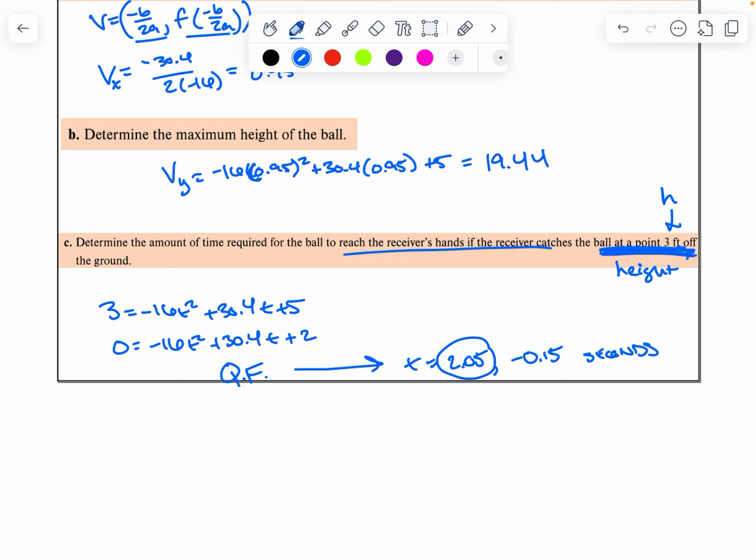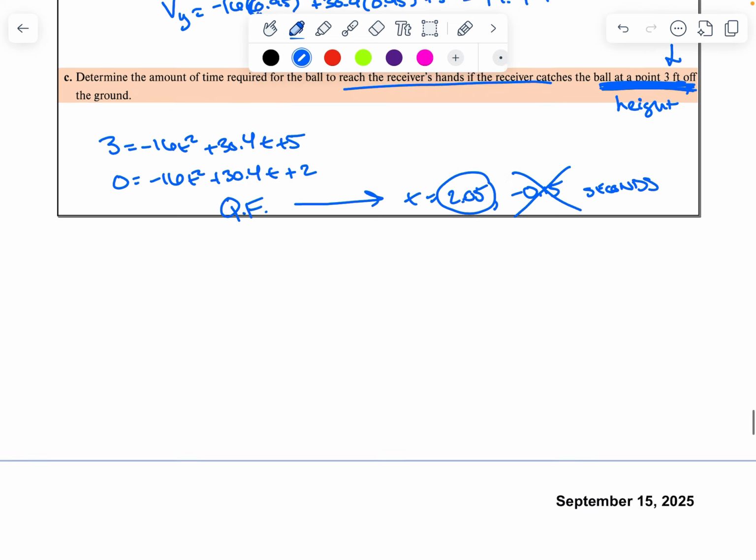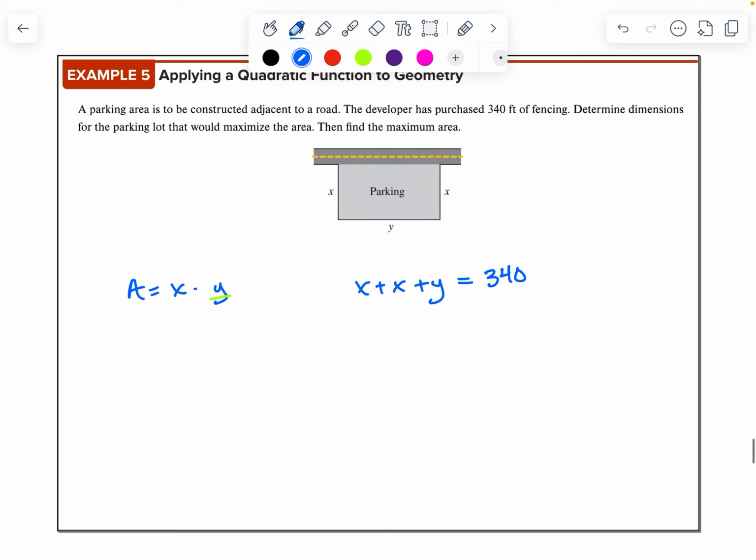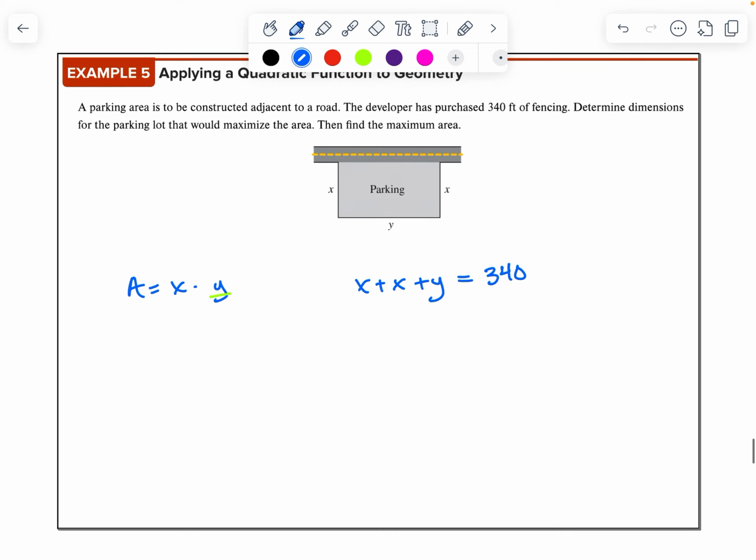A parking area is to be constructed adjacent to a road. The developer has purchased 340 feet of fencing. So I have set up here, it's adjacent to a road. We don't need fencing on that side. All we need is fencing on these sides for the parking lot, right? They need to be able to pull into the parking lot. He doesn't need fencing on that top side. So all of the fencing adds up to 340 total feet. That means x plus y equals 340 feet.